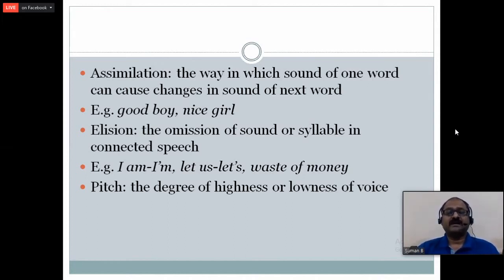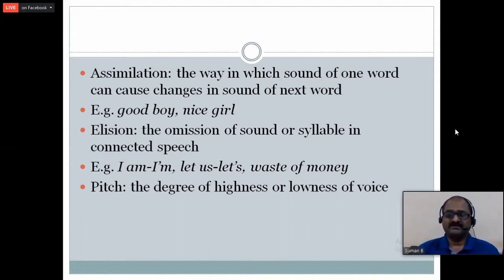For example, "I am," the contracted form, "I'm." So the a is missing here. And "let us": in written English, we use the full forms, but in spoken English, we use the contracted forms. So when we say the contracted form, "let's," the sound represented by the u alphabet is actually missing.